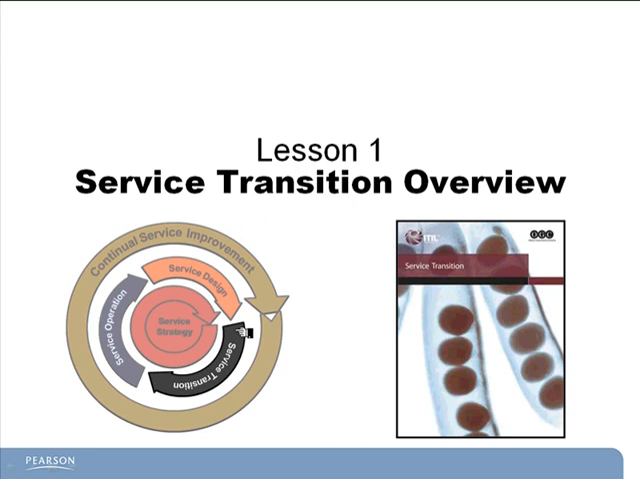Once the service has been installed and is plugged in and finally running, we will be in the service operation phase of the life cycle. So now you have an idea of where we've been, where we are right now, and where we're going in the service life cycle. To the right, we see a picture of the Service Transition book in case you want to pick up a copy.